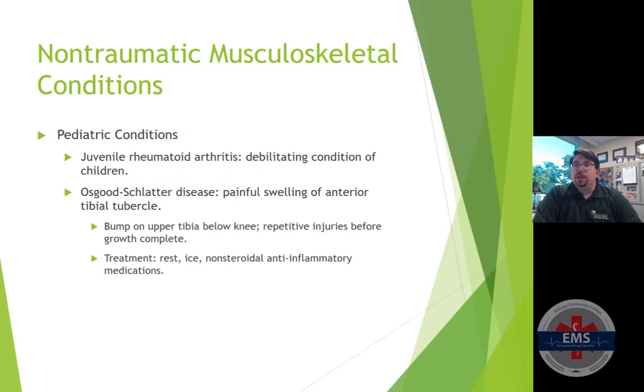Another one that we typically would see would be juvenile rheumatoid arthritis, with debilitating conditions of children, right? These include things where we may see Osgood-Schlatter disease, where we're going to have painful swelling of the anterior tibial tuberosity. Another one you might have is basically on the growth plate, we're talking about a bump on the upper tibia, below the knee. Repetitive injuries before growth completes can cause problems with this as well. And typically, if you have damage, it's your RICE, right? Rest, ice, elevation, non-steroidal medication, things of that nature.